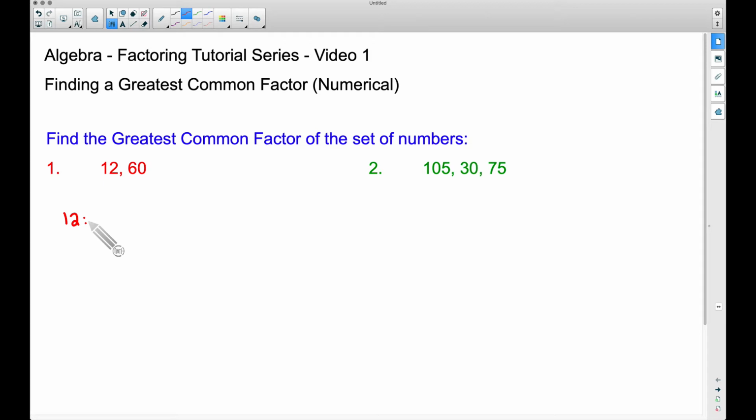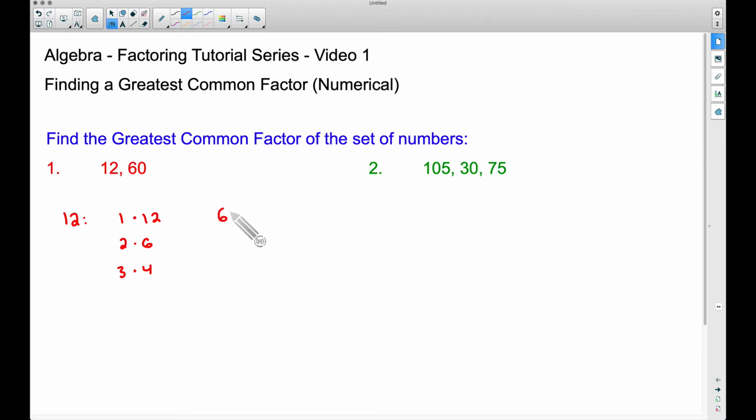That's multiples. Factors of 12 are numbers like 1 and 12, 2 and 6, 3 and 4, because 1 times 12 gives you 12, 2 times 6 gives you 12, 3 times 4 gives you 12. As a matter of fact, these are the only factors of 12. These numbers multiply nicely together to give us 12. Let's repeat that process for 60.